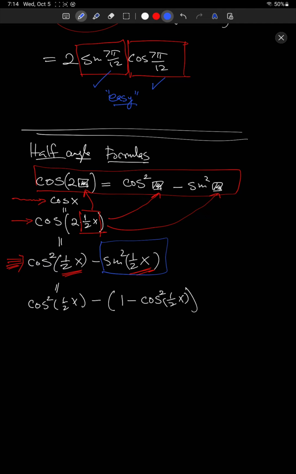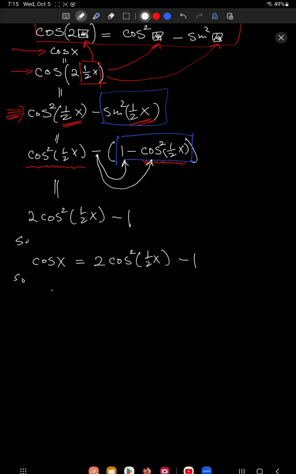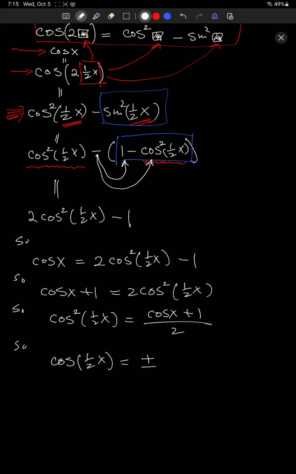And so if I isolate the cosine of 1/2 x, I end up with cosine of x plus 1 is equal to 2 cosine squared 1/2 x. And so cosine squared 1/2 x is equal to cosine x plus 1 all over 2. If I take the square root of both sides, cosine of 1/2 x is equal to plus or minus the square root of cosine of x plus 1 over 2. Remember, whenever you take the square root of both sides of an equation, you have to include a plus or minus.